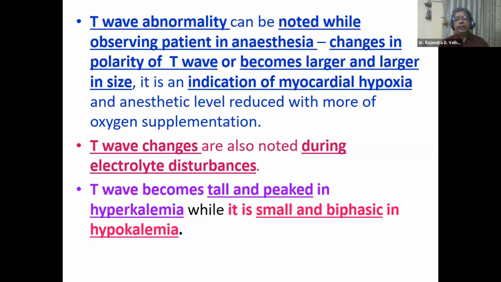Now, T wave changes are also noted during electrolyte disturbance. This is most important because T wave becomes tall and peaked, as we have already seen in hyperkalemia, where we have seen that there is an absence of P wave and the T wave becomes tall and peaked or tented, and they become small and biphasic in hypokalemia. This is most important feature.